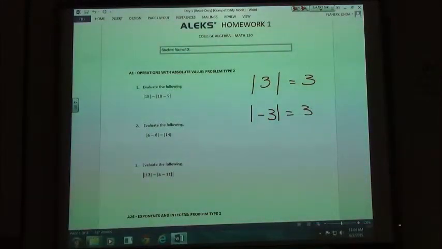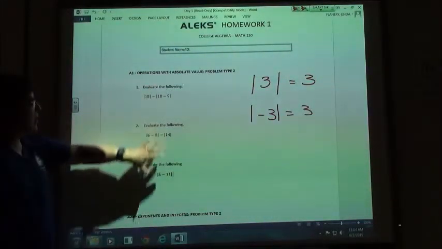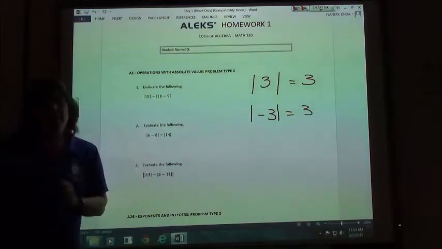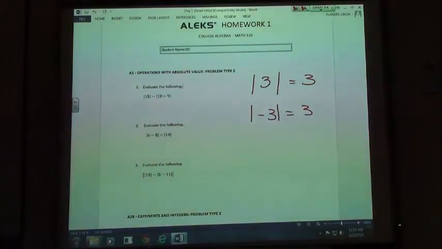is still 0. When I am evaluating something with absolute values, I have to do inside the absolute values first. It's not like parentheses where you can use the distributive property. You simplify it into one number and then you do the absolute value.